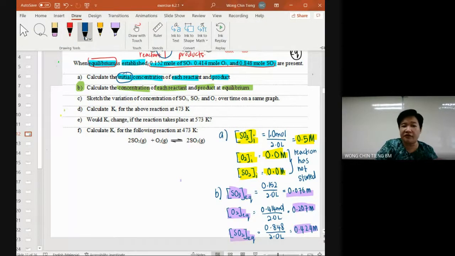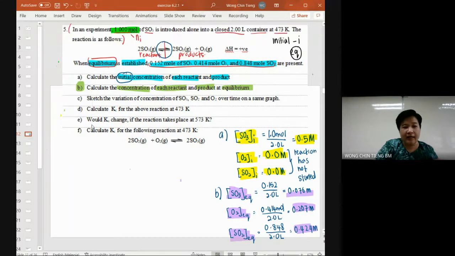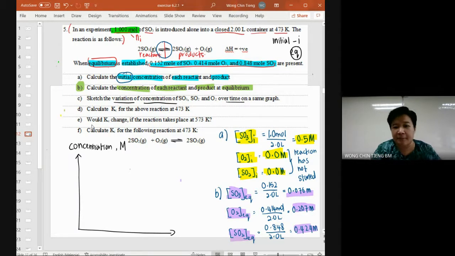We started off with the axis, okay? And since it's a variation of concentration over time, bermakna your axis adalah concentration and time. Concentration on your y-axis. Make sure label dengan unit. Kenapa kena label dengan unit? Bear in mind concentration ada 5 jenis. Molality, molarity, percentage by mass, blah blah blah. So make sure label dengan unit.